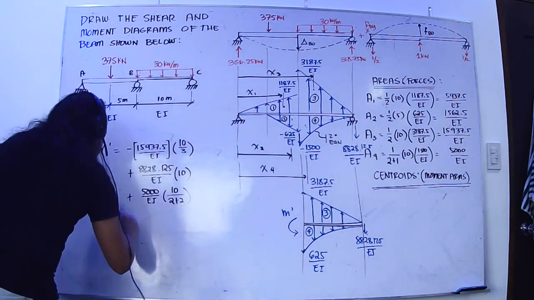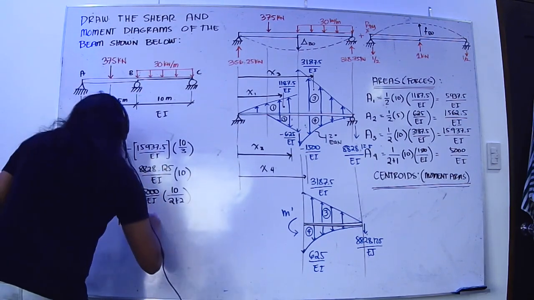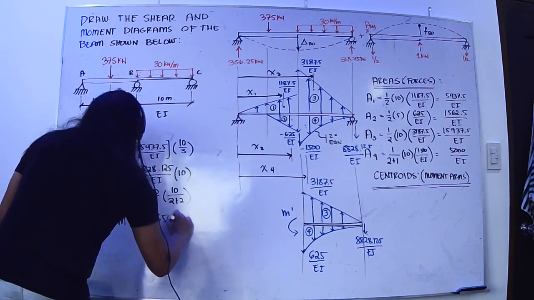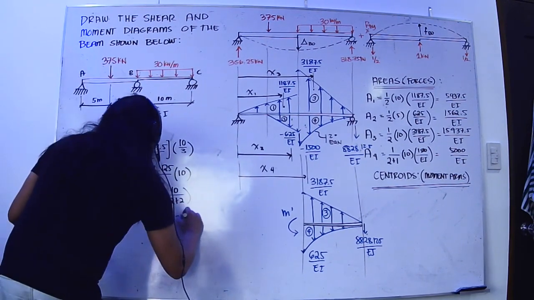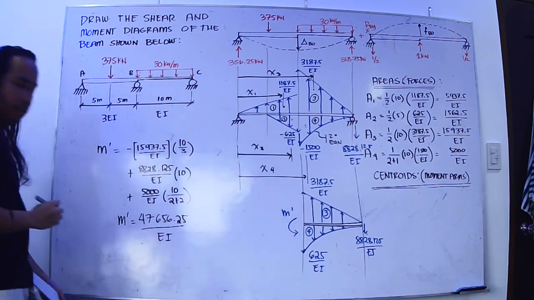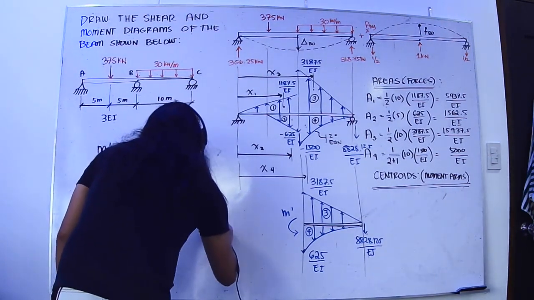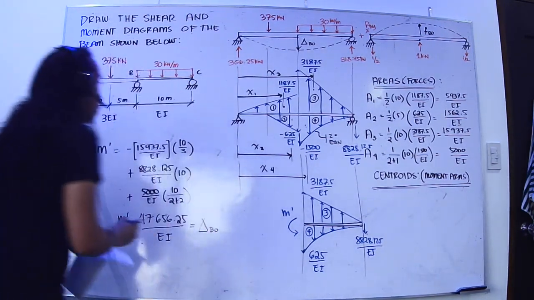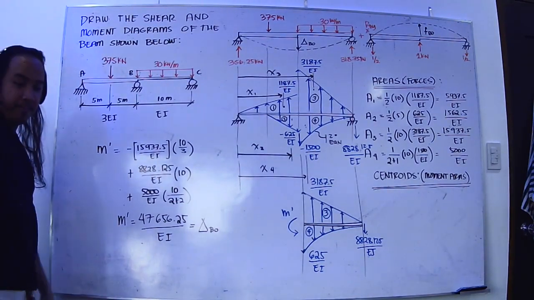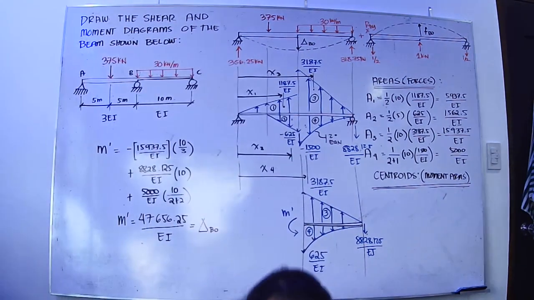Okay. So, M prime will consequently be equal to 47,656.25 over EI. Okay. But this means this is equal to delta BO. It's a very arduous journey getting this. Right. Okay.